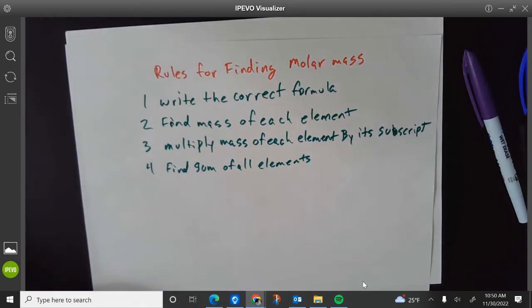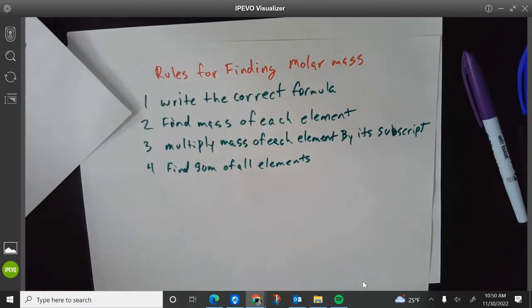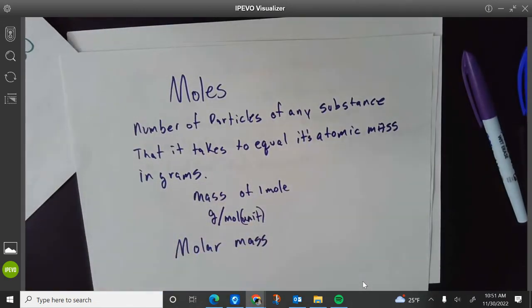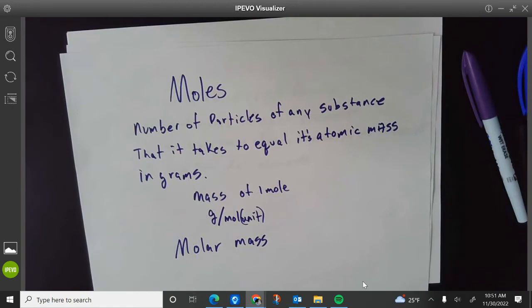So what is this molar mass that I'm talking about? Well, we start by talking about moles. Moles are the number of particles of any substance that it takes to equal its atomic mass in grams. So it's a conversion factor. This is a ratio that never changes. It does not matter what the substance is. If I use this number that we're going to find, then I will be able to determine how many particles it took for it to go from atomic mass to grams.